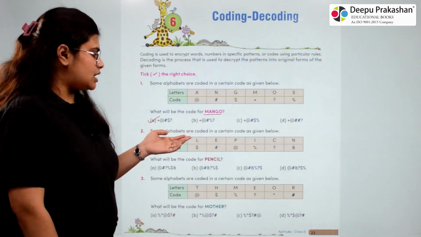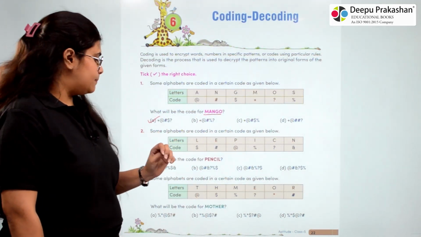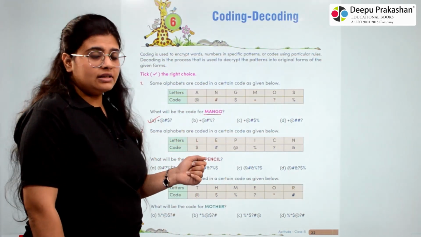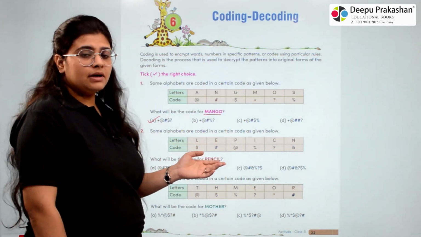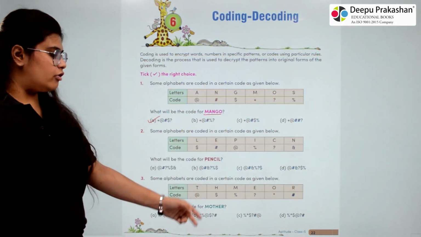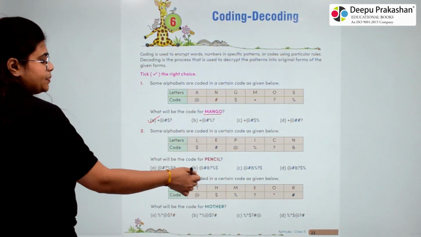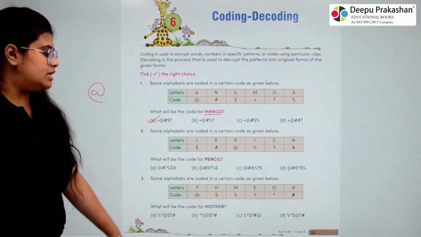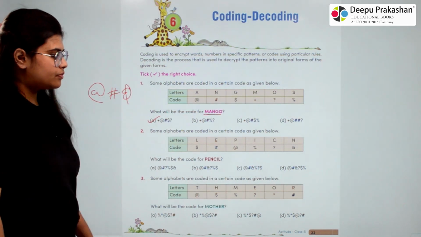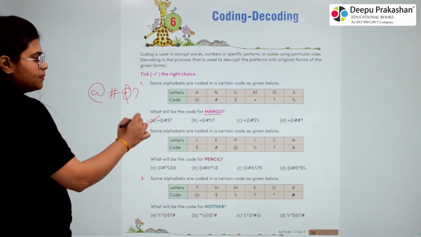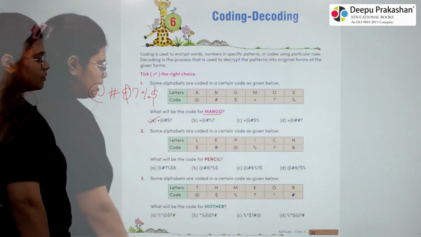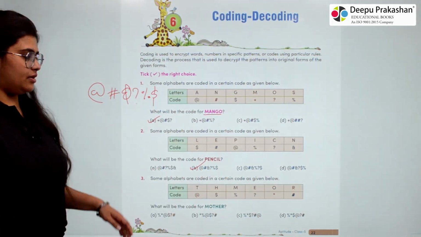2. Some alphabets are coded in certain codes as given below. Letters code: L as $, E as hashtag, P as @, I as %, C as question mark, and N as and. What will be the code for pencil? So for pencil, P stands for @, E stands for hash, N stands for and, C stands for question mark, I stands for %, and L stands for $. And the same code is present at B.